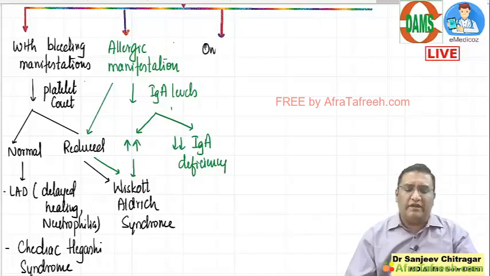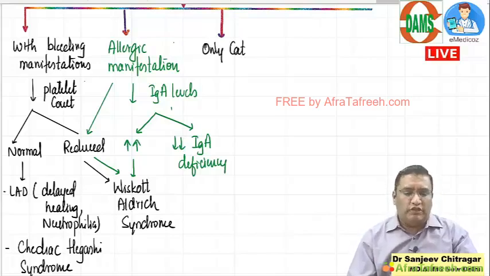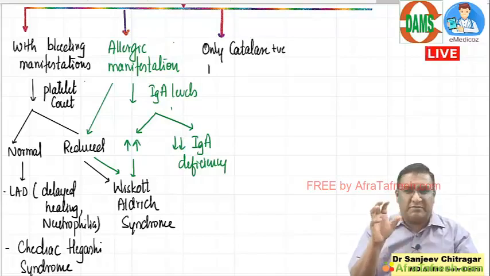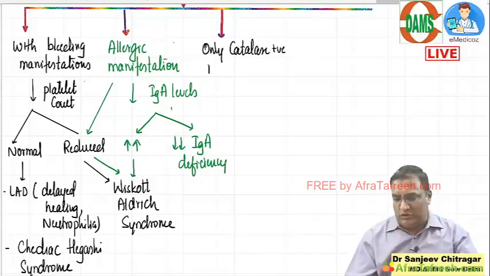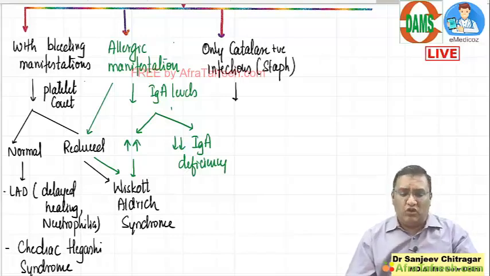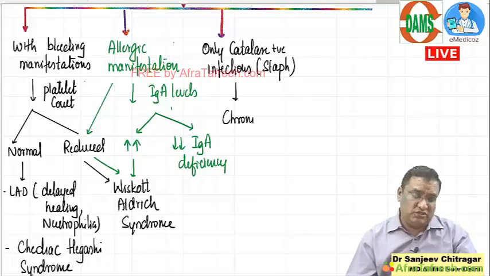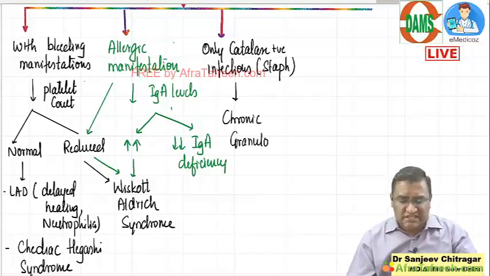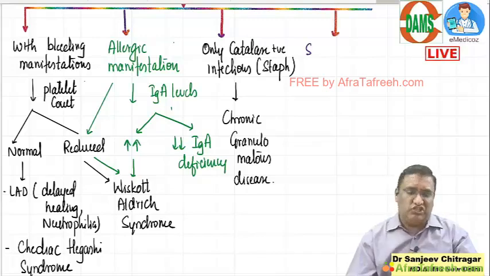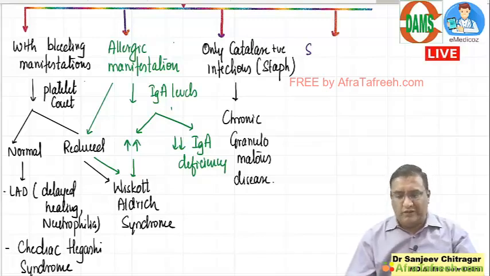Next, one more recurrent infection. I would like to go with only catalase positive organism. Organism specific infection, only one diagnosis. There is no differential diagnosis here. Only catalase positive, like staphylococcal infection. Consider the diagnosis chronic granulomatous disease, CGD, which is occurring due to NADPH oxidase deficiency, right? That is what you will look at.